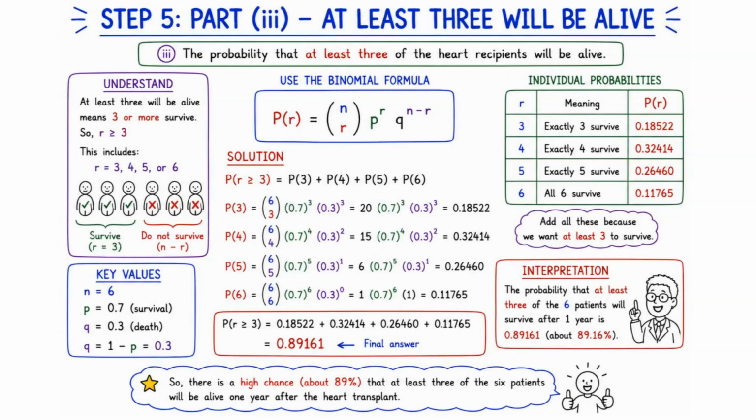And when you go through it, the total is 0.89161, or approximately 89.16%. This tells us that there is a very high probability that at least 3 of the 6 patients will survive.